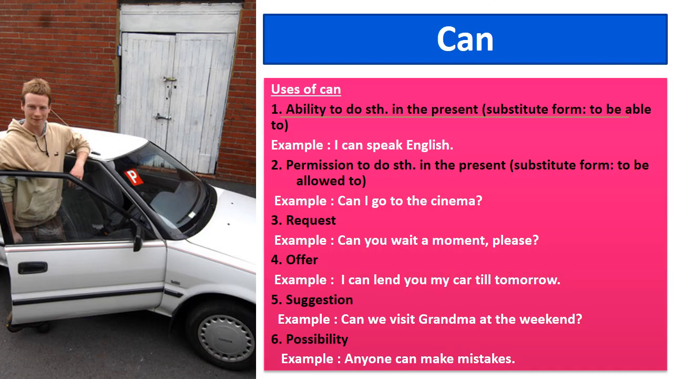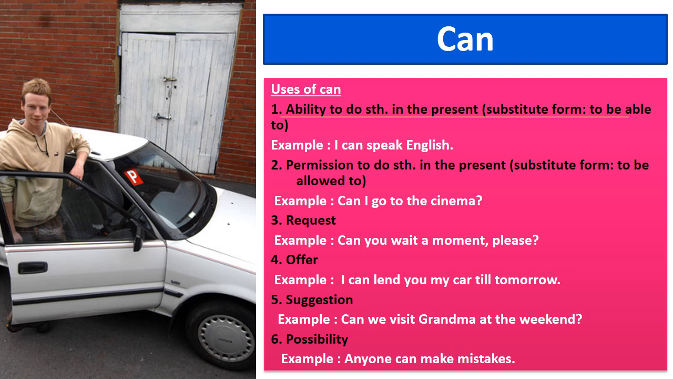Now students, in this video, we are going to learn uses of can, could, may and might. Remaining uses we are going to learn in our next video. So first, let's study the modal verb can. Now, what are uses of can? Can is used to express ability to do something in the present. It is the substitute form of to be able to.